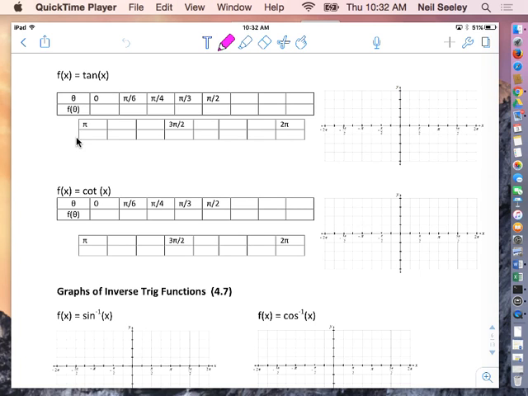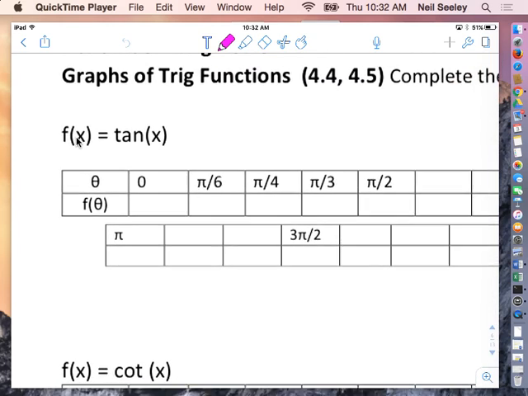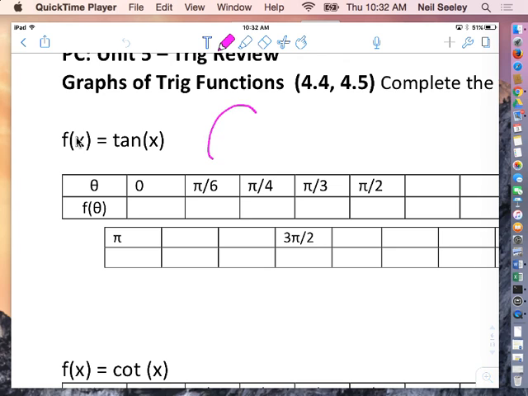Graphing tangent and cotangent. Yeah, I was confused. Wait, we haven't done them before, so this is all kind of newfangled. Very true. Here's how I'm gonna tackle it.